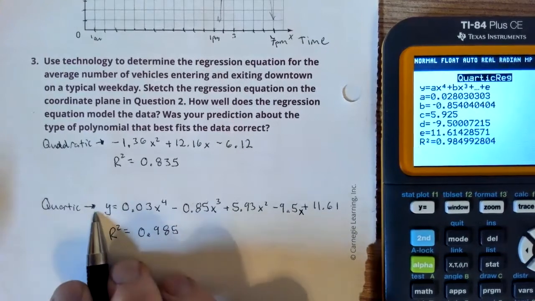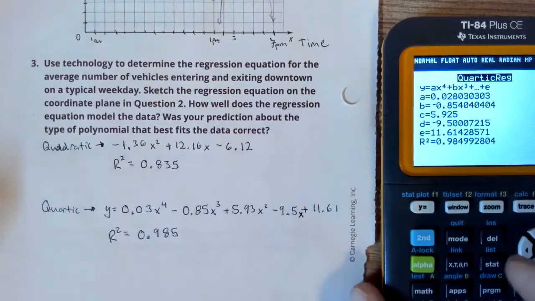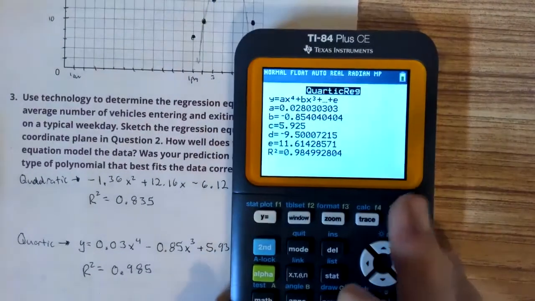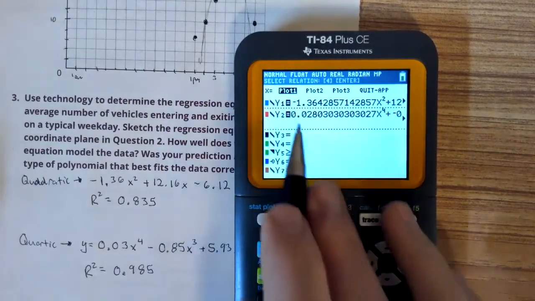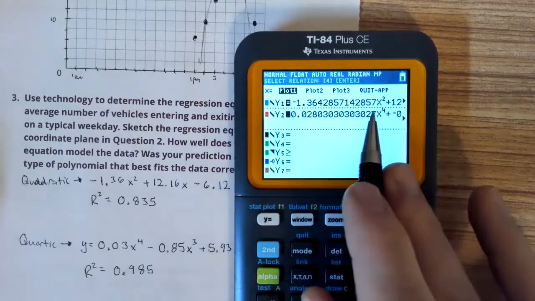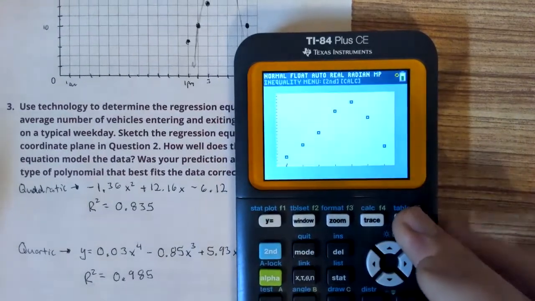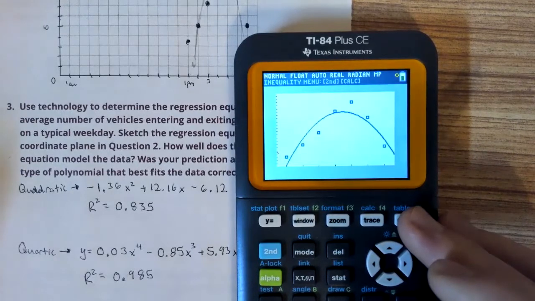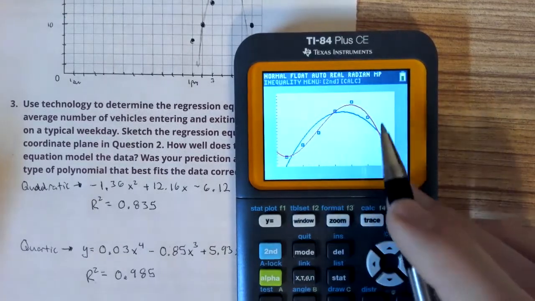Notice that this quartic regression that we did, the r squared value is higher than this one. That means whenever I graph this, hey, just before I do that, remember if I hit y equals, I can see those equations. So my quadratic equation is going to be the blue line. My quartic equation is going to be the red line. So let me go to graph and let's just compare. So here, there's our quadratic equation. There's our quartic equation. So just by looking at that, you should determine this quartic regression did a lot better.